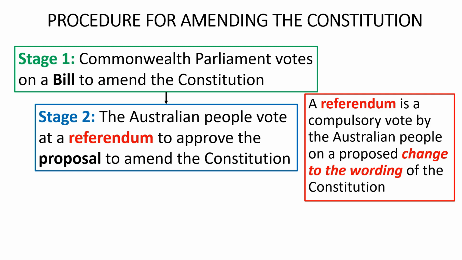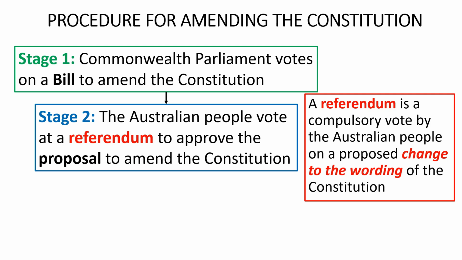The only way in which the actual words of the Constitution can be changed is if that change is approved at a referendum. So, in your definition, highlight the words in red, bold, italicized type that refer to the referendum changing the wording of the Constitution. We'll be coming back to look at this stage in more detail later on.